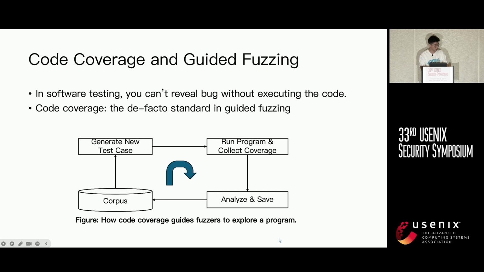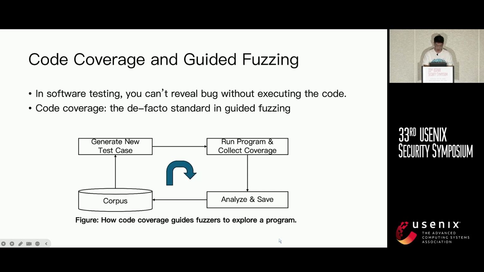As the figure shows, the fuzzer first picks an input from the corpus, then mutates it to generate a random new test case. The program, instrumented with code coverage, runs the new test case. After collecting the code coverage for the execution, the fuzzer analyzes for new coverage and saves the input to the corpus if the execution reaches more coverage.